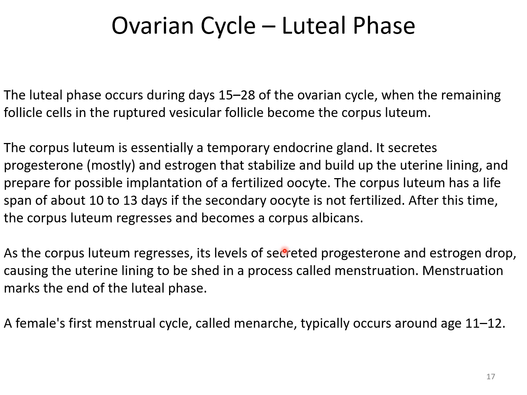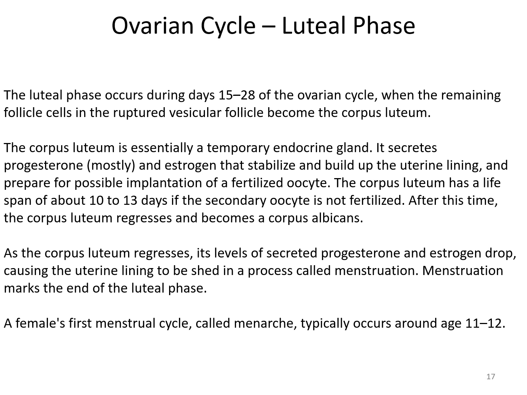So the corpus luteum has a lifespan of about 10 to 13 days. If the secondary oocyte does not get fertilized, after that point the corpus luteum just regresses and turns into that scar tissue structure called the corpus albicans. The corpus albicans does not continue to release hormones. So once the corpus luteum degenerates into the corpus albicans, hormone release from the ovary stops.